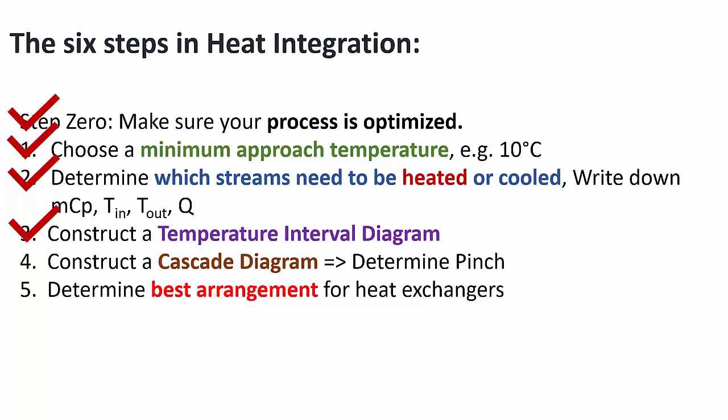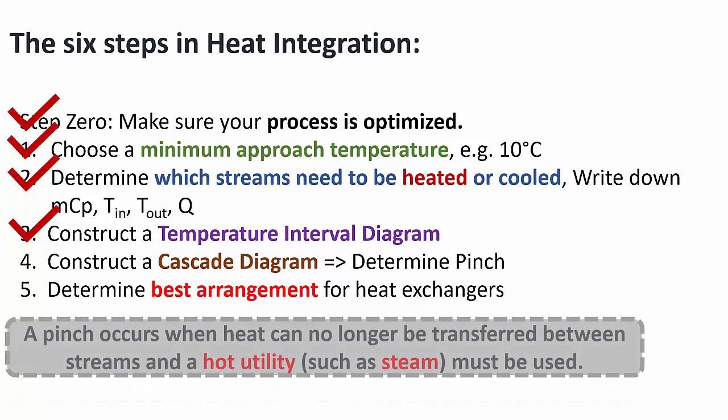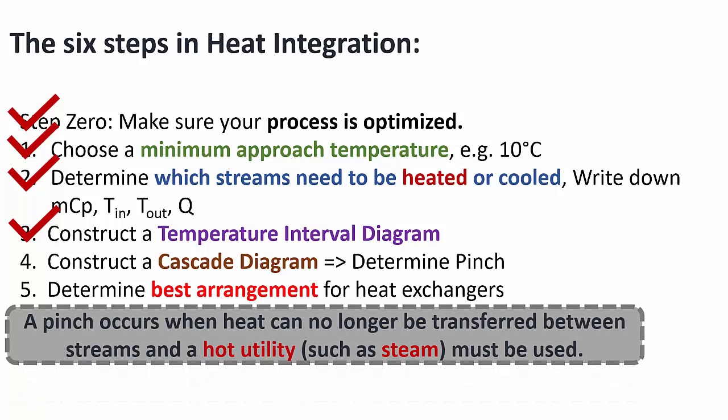You may be wondering what a pinch is, and it occurs when heat can no longer be transferred between streams, and a hot utility such as steam or natural gas must be used. In other words, we've run out of heat to heat up a stream that needs to be heated, and we have to use a hot utility.